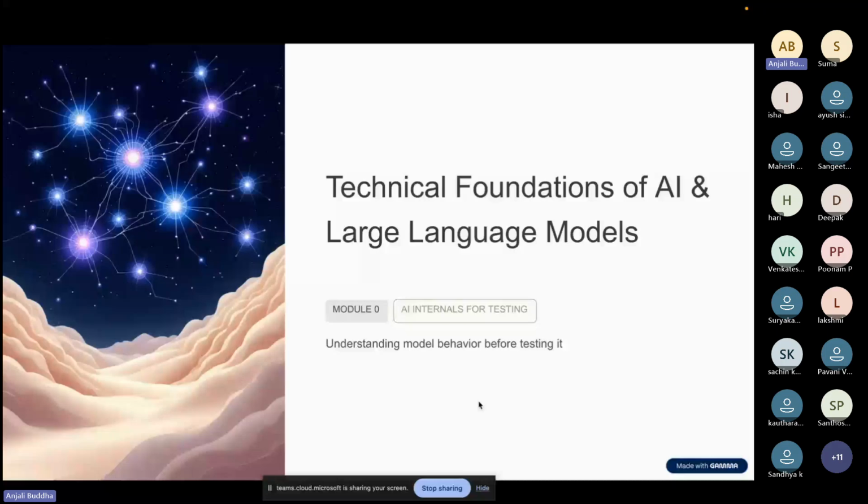So today I call this module AI internals for testing, AI testing. Today we are going to understand the internal functioning of an LLM, how it works, how it responds, and how it thinks differently each time. I'm planning to cover this module in 2 days, today and tomorrow, or if there are any spillovers, I will cover them on the third day. So let's get started.